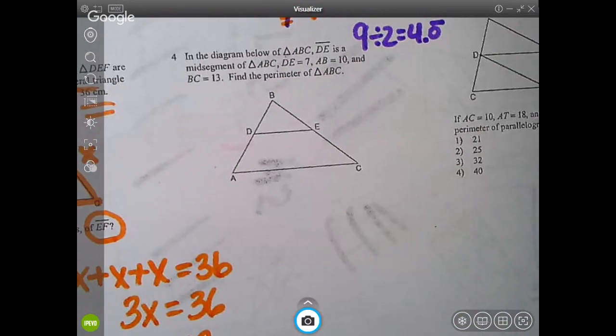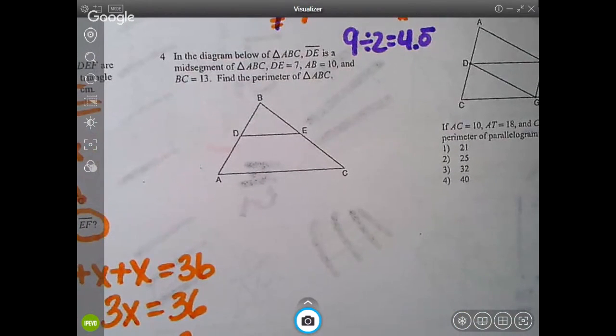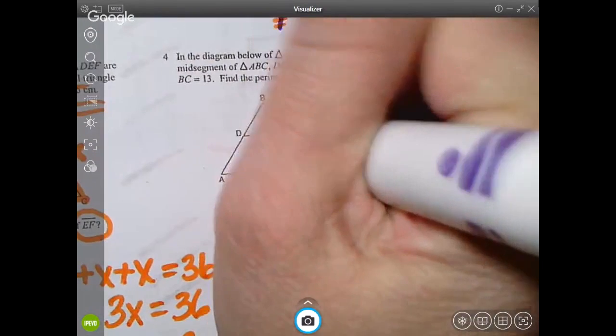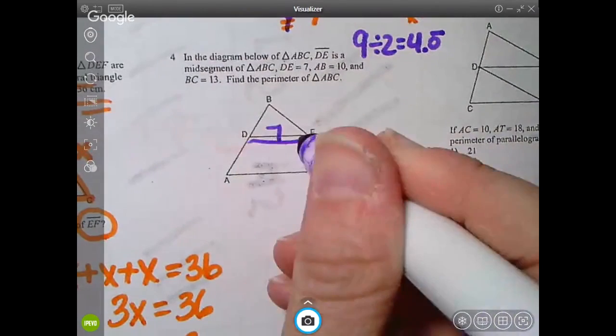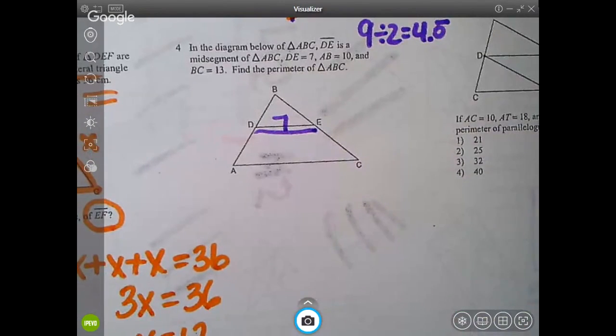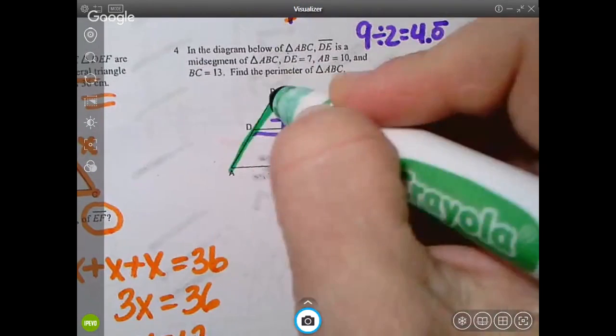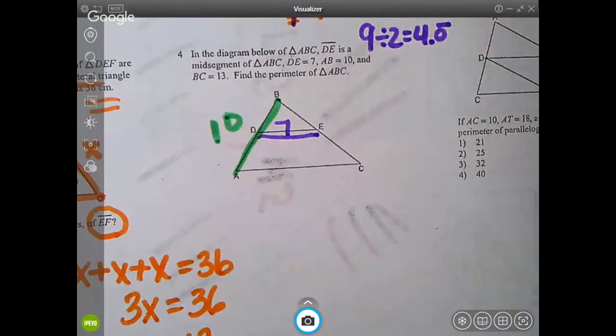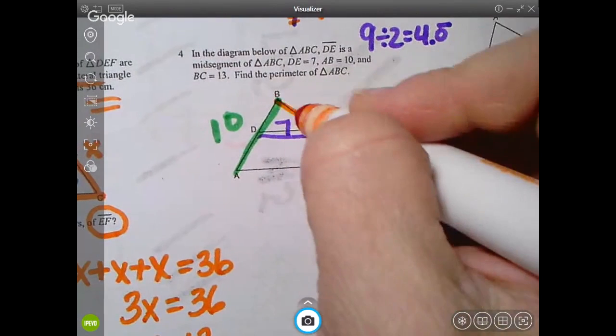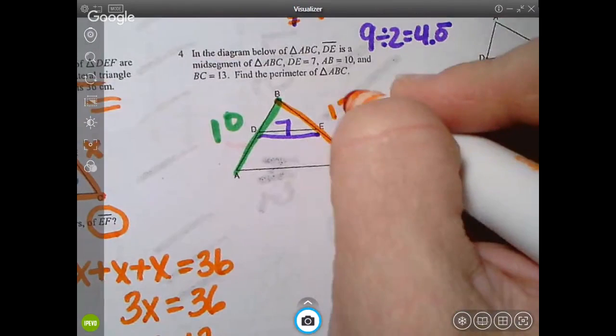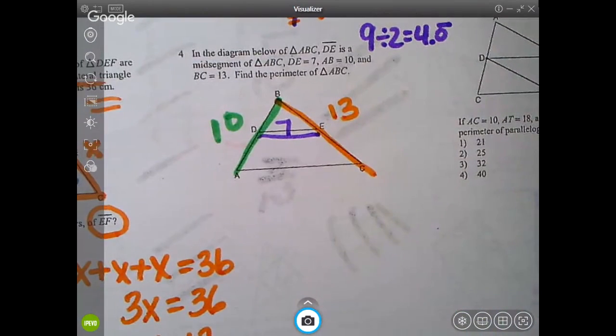In the diagram below, triangle ABC, D is the mid-segment. It tells us that DE is 7. It tells us that AB is 10. And it tells us BC is 13. You might have one of these on your easy test. And it wants the perimeter.